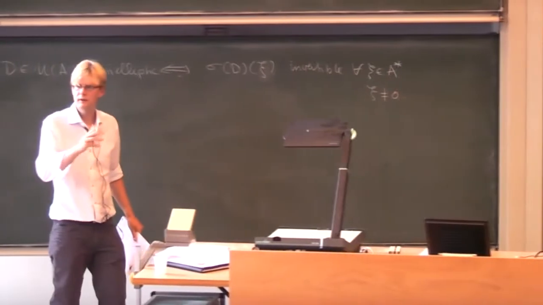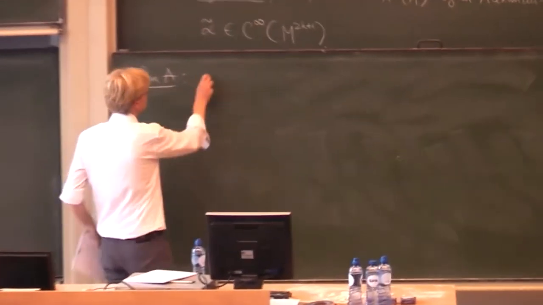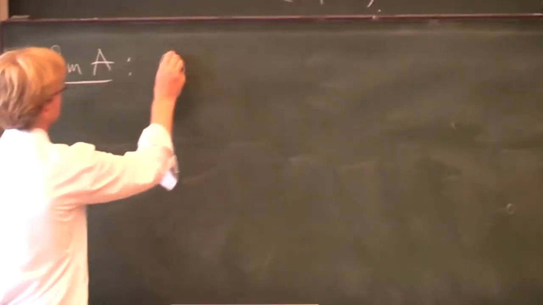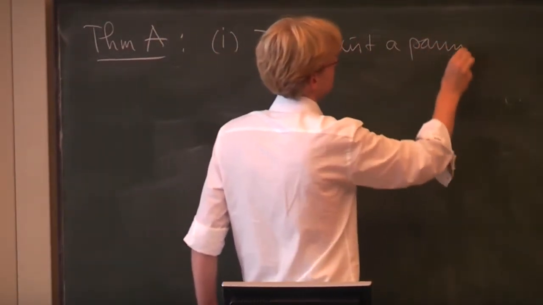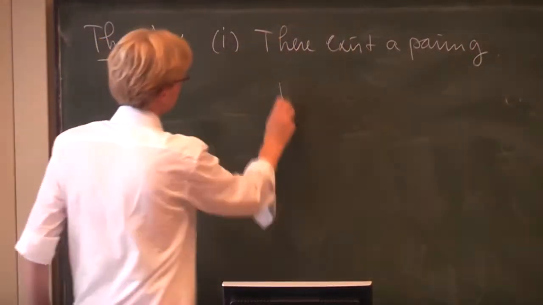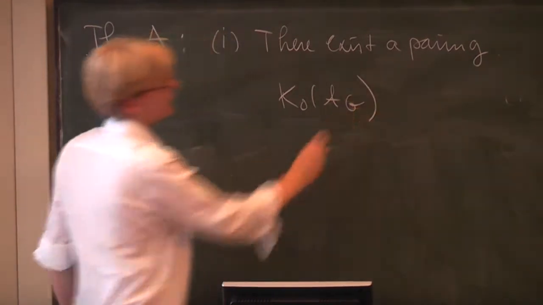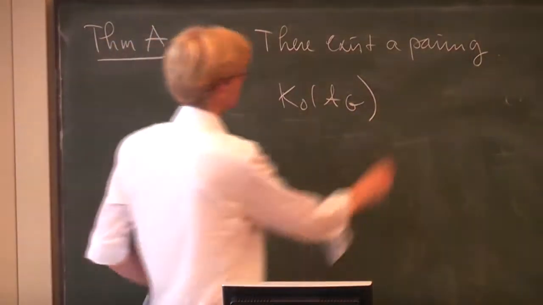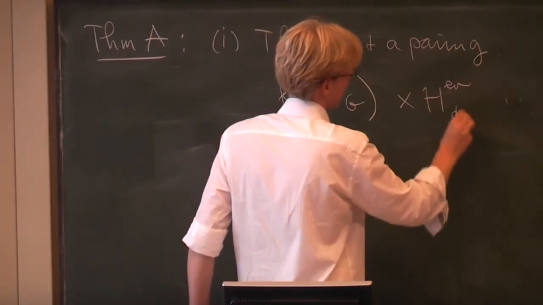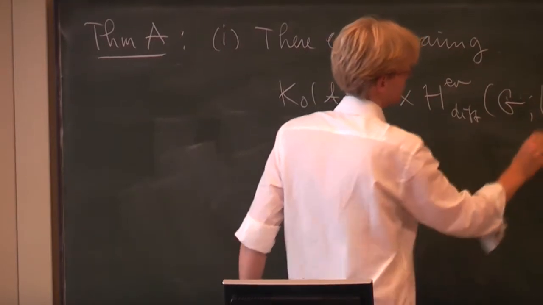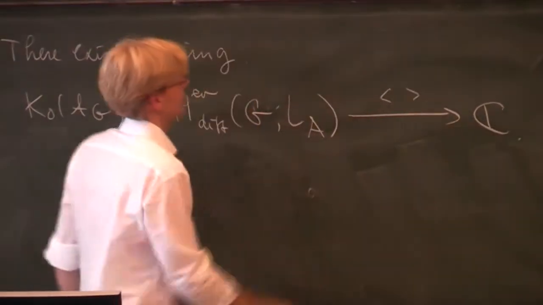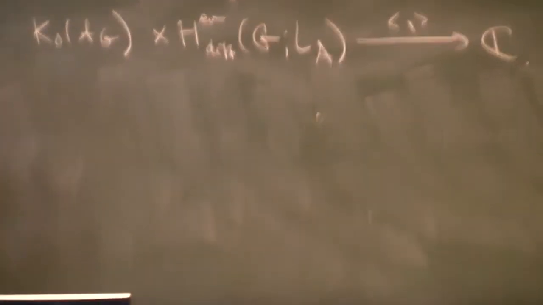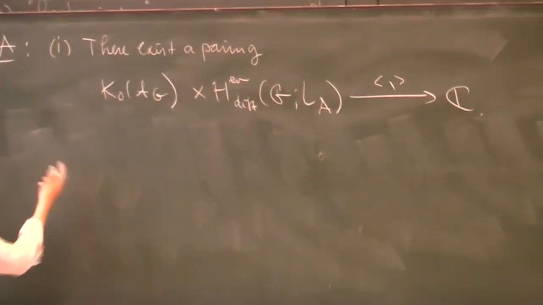So the first theorem is going to describe two pairings, and it's going to give the relation between the two. So first of all, there exists canonically a pairing between the K-theory of the convolution algebra of the groupoid that I'm considering with the even differentiable groupoid cohomology of G with values in A, and it takes values in the complex numbers. So this is on the level of K-theory.